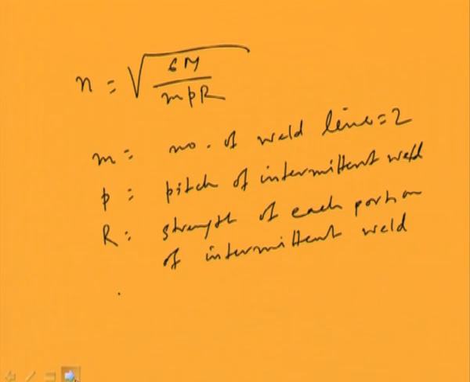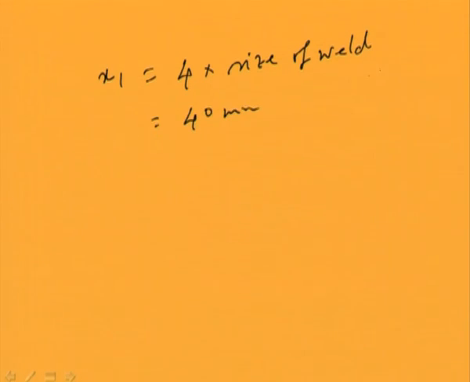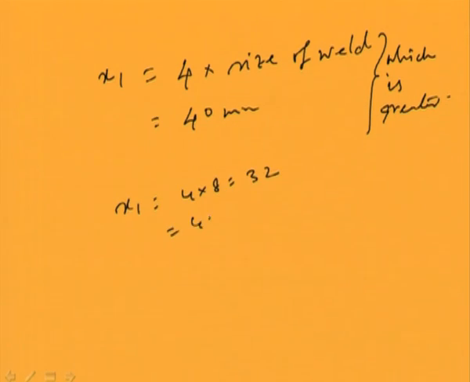Now say from the codal provision, let us see what are the things we can make. Now as per codal provision, the minimum length of intermittent weld, say x1, is 4 into the size of weld or 40 millimeter, whichever is greater. So the size of weld is 8 mm. So x1 will become 4 into 8, 32, or 40.